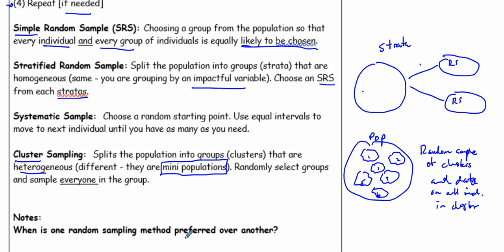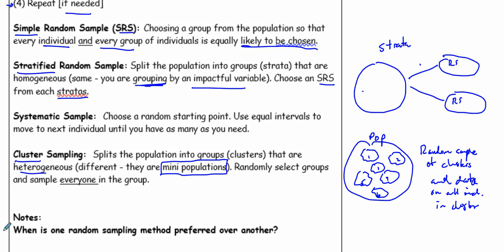When is one random sampling method preferred over another? If you have just a general population and you just want to choose, a simple random sample would probably be good. A stratified random sample is for when you have two distinct groups, groupings that might change your data. Systematic is if you just want to choose a starting point and go from there. And cluster sampling, if you have many populations, makes this very fast and efficient. If you have groups that you think might be the same, you can just sample everybody in those groups.